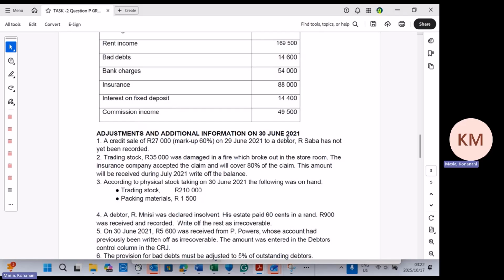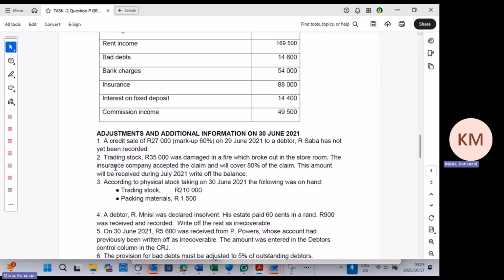It means I need to say that 900 represents the 60 cents, but I need to go to the full 100%, because that is the only way I can determine the amount to write off. Okay, now you can just say 900, which represents 60%, divide by 60 cents, then you go to 100% if you do that. Then now let me show you.